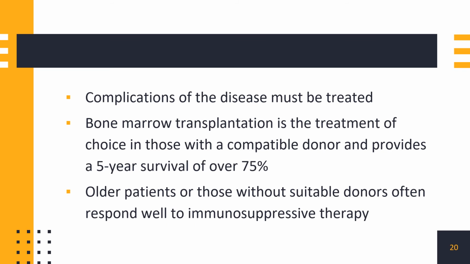Complications of this disease must be treated, and bone marrow transplantation is the mode of treatment for those with compatible donor and provides a 5-year survival of over 75%. Elderly patients or those without suitable donors often respond well to immunosuppressive therapy. Complications of aplastic anemia are due to infection, bleeding, and problems of iron overload from repeated blood transfusions.